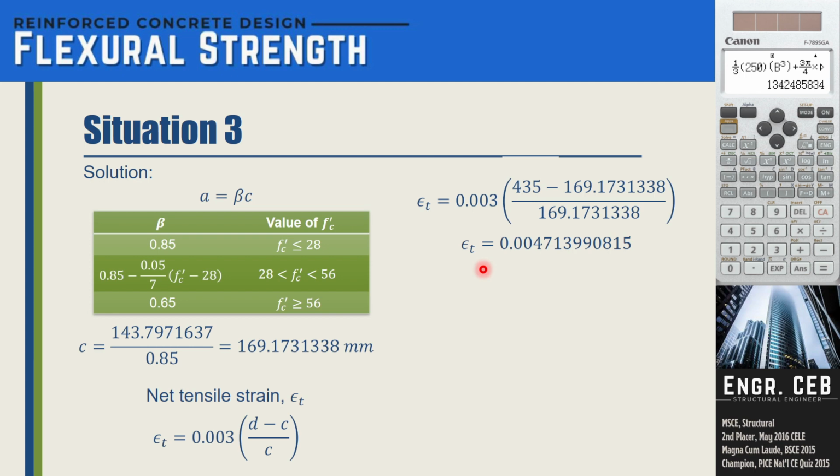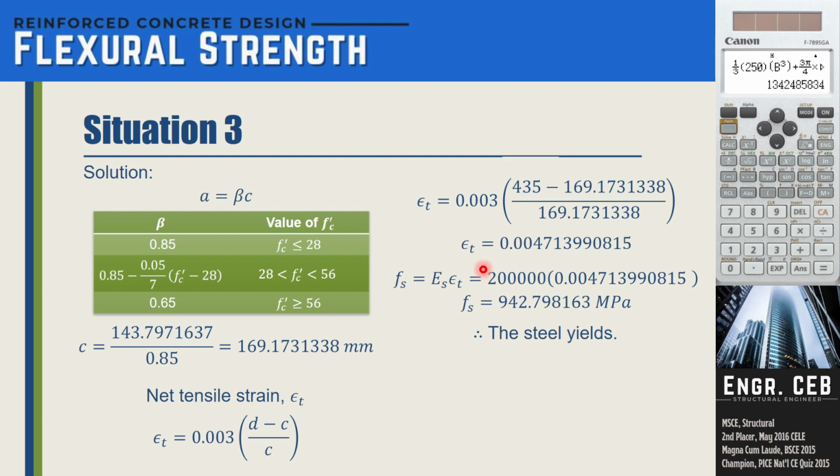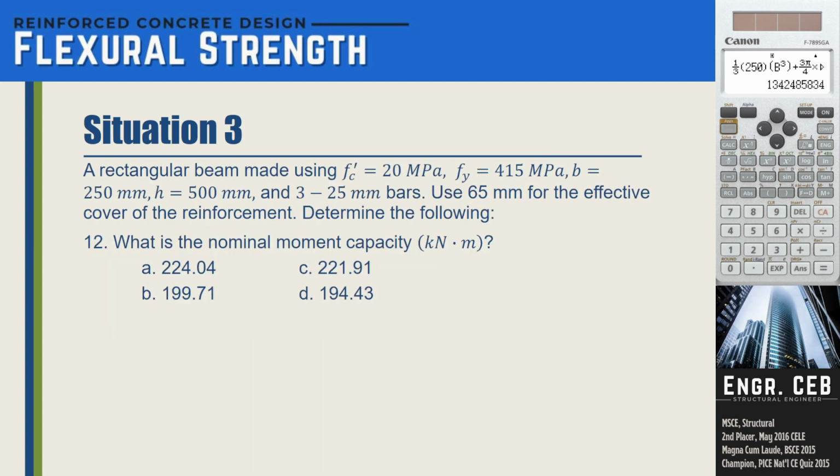To get the stress in steel, from Hooke's law, stress is simply equal to the strain times the modulus of elasticity. So the strain in steel, we just multiply this by the modulus of elasticity of steel. If the computed Fs is greater than Fy, meaning the steel yields, our assumption that Fs is equal to Fy is valid. So the steel yields, meaning the computed value of a is correct. So a equals 143.797.